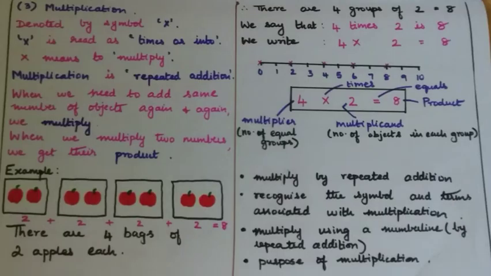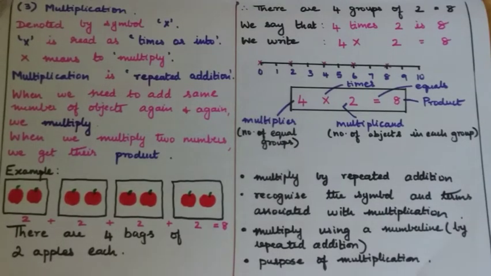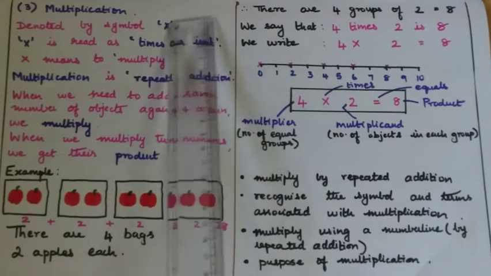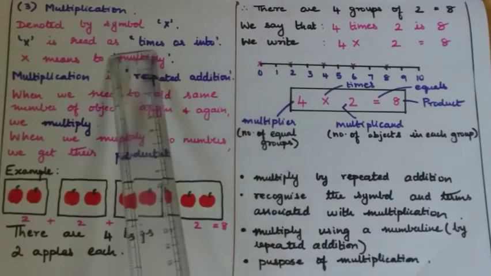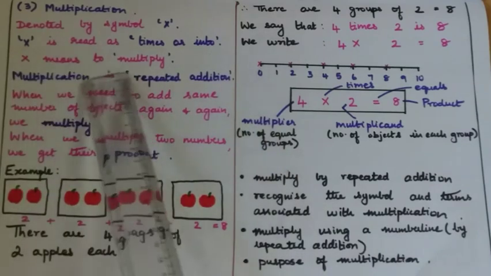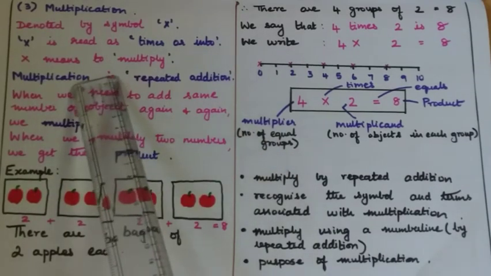Now let's see about multiplication. Multiplication is denoted by the symbol cross. It looks like a capital X. It is read as times or into. So when we see the symbol cross in maths, it means to multiply.